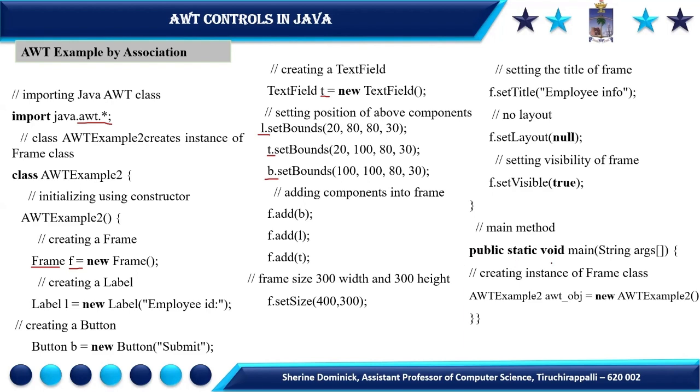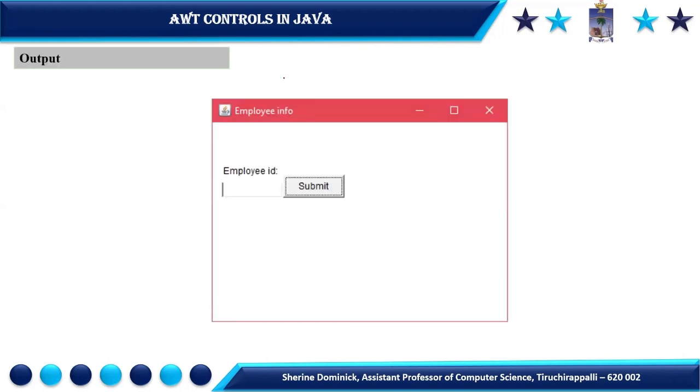Next, we are going to the main function, public static void main(String args[]). Here what we are saying is, for the class AWTExample2, I'm creating the object awtObj. Again, since I'm having a constructor here, all the methods inside the constructor get called by themselves, and we get the output. The output will be as follows. We have the Employee Info title, the label that we have given, the text box and the button. By having the coordinates that we have mentioned, we will be getting this particular output.